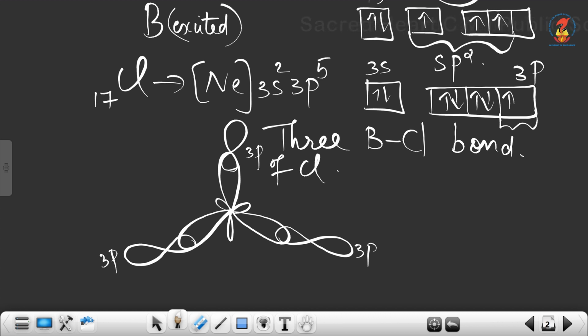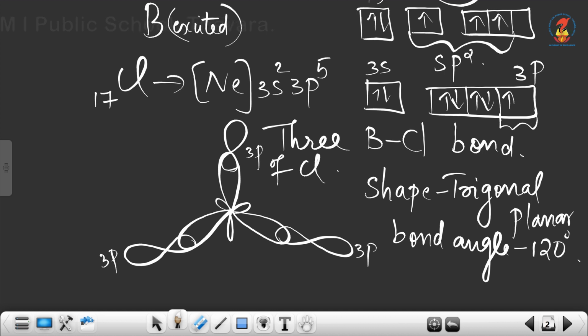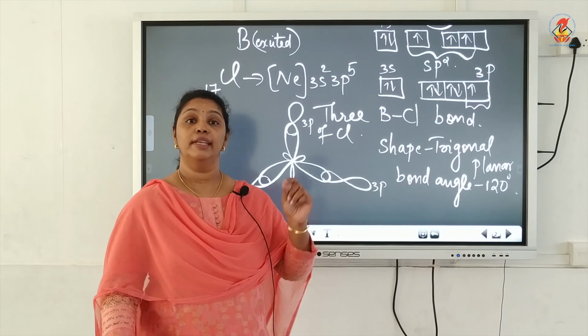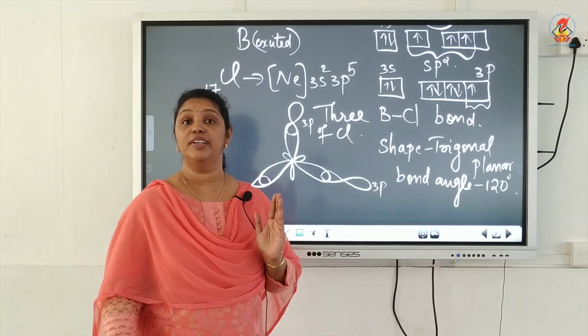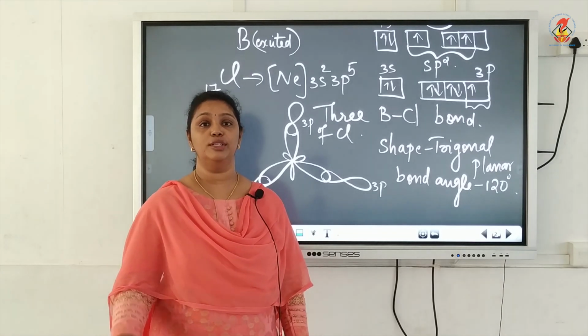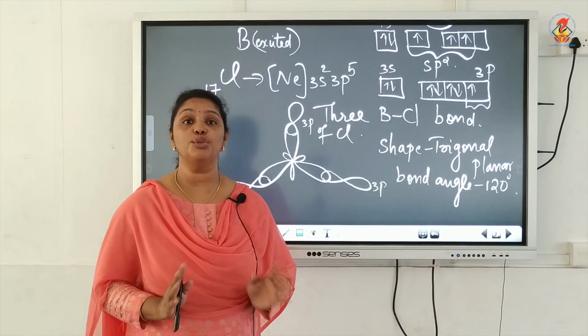So the shape of this molecule is trigonal planar and the bond angle is 120 degrees. The same can be applied to BF3 also, but in BF3 boron is sp2 hybridized and that sp2 hybrid orbital overlaps with the half-filled 2p orbital of fluorine, because in fluorine the 2p orbital is half-filled. So with this we complete the sp2 hybridization.